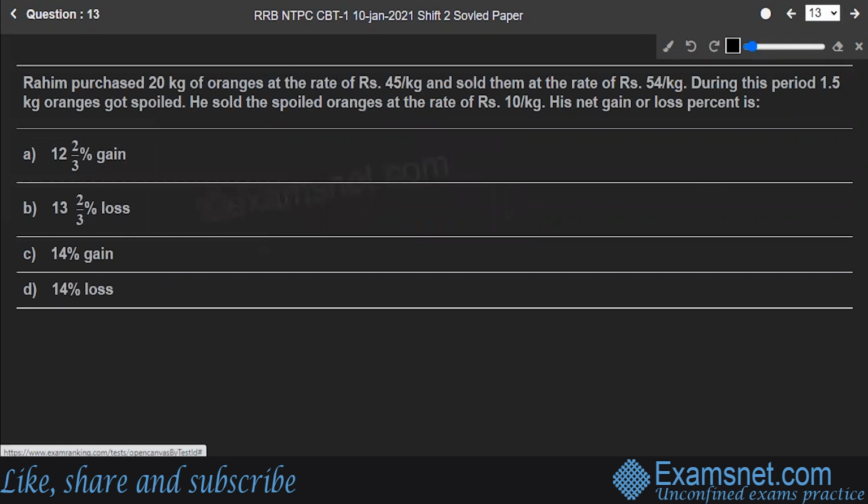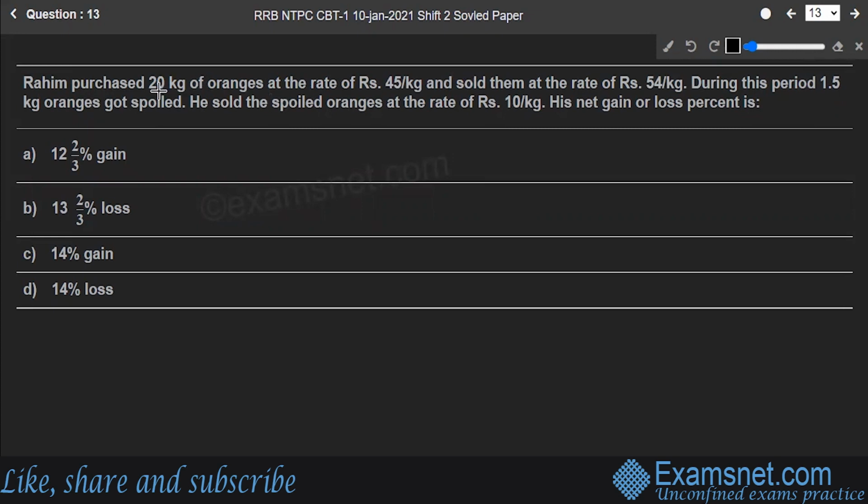Next is question number 13. Rahim purchased 20 kg of oranges at the rate of 45 rupees per kg and sold them at the rate of 54 rupees per kg. During this period, 1.5 kg oranges got spoiled. He sold the spoiled oranges at the rate of rupees 10 per kg. His net gain or loss percent is.